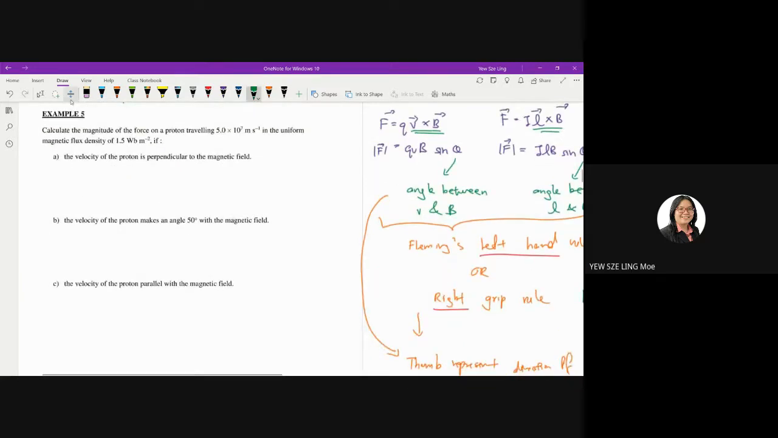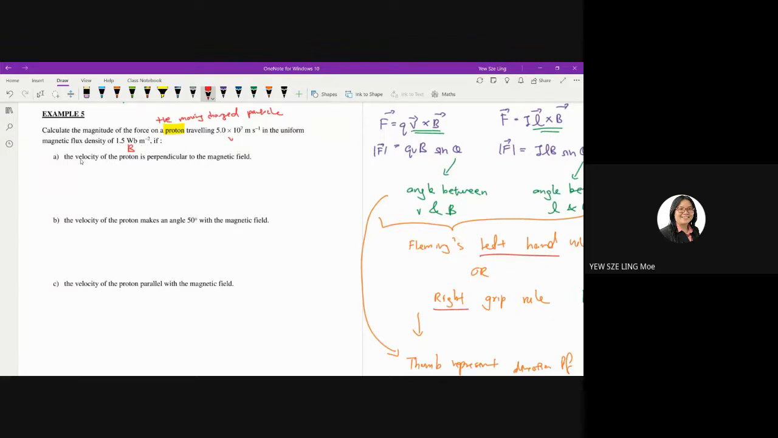So example 5: calculate the magnitude of the force on a proton. So now you are given an object, a proton. This is a positive moving charged particle that is traveling with a speed of 5 times 10 to the power 7 meters per second in a uniform magnetic flux density. Uniform magnetic flux density, that is your B.